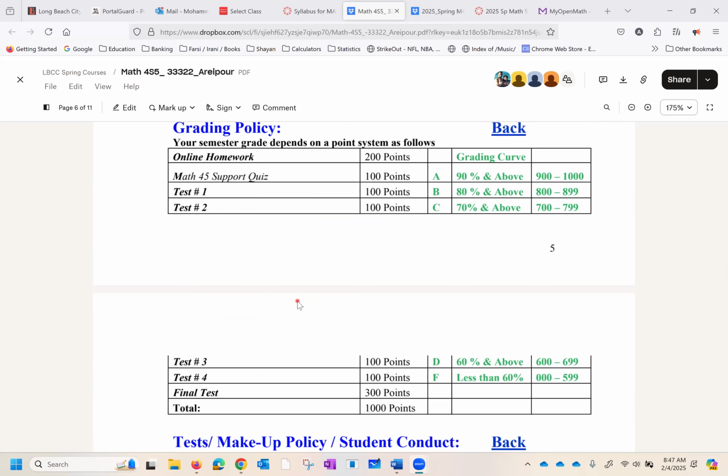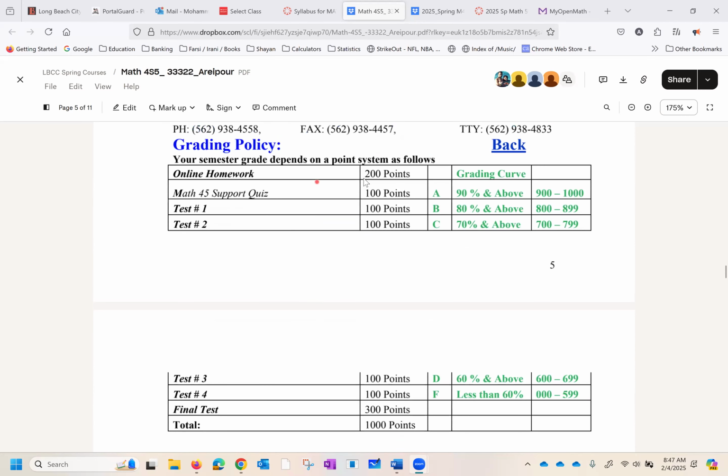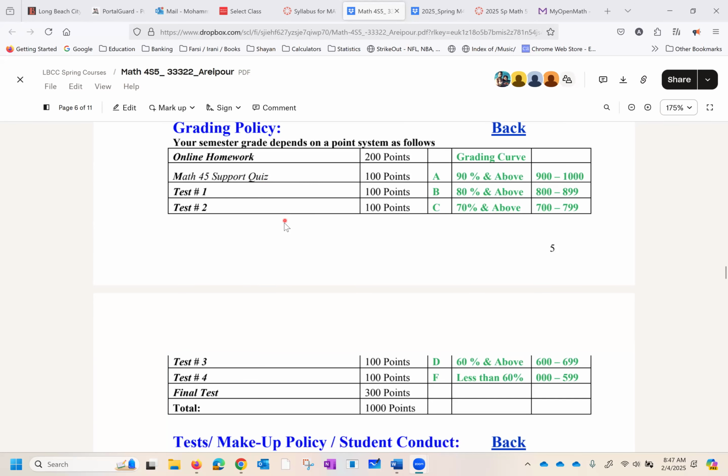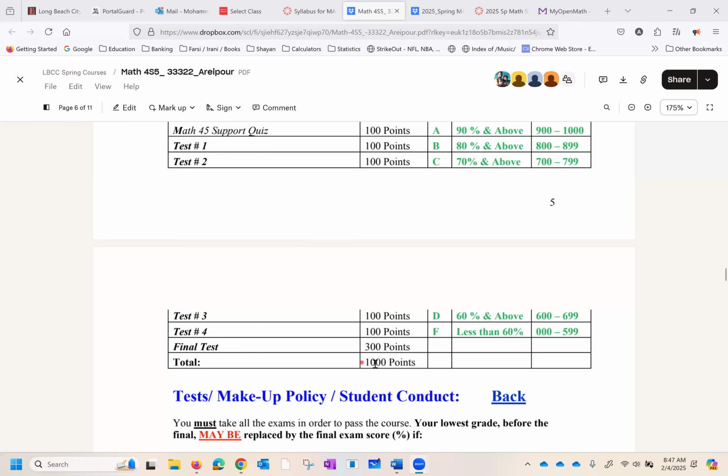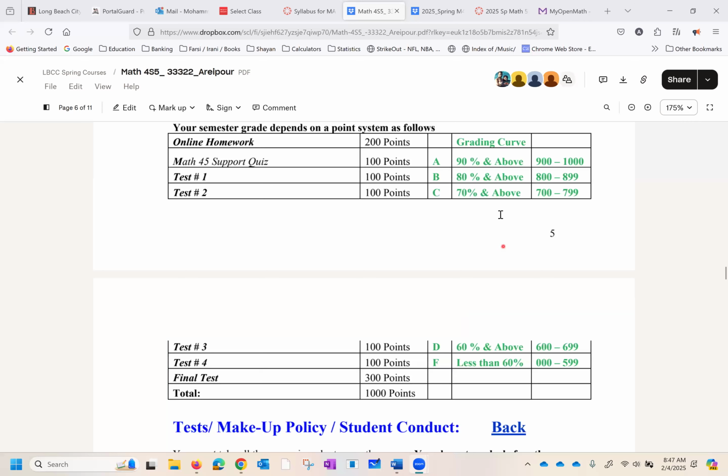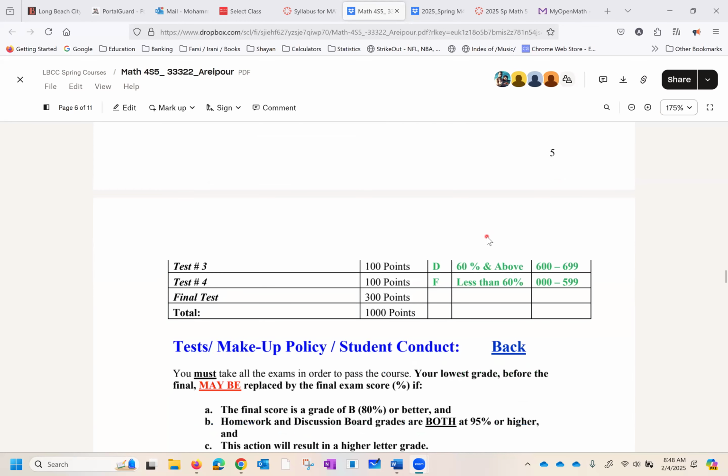Grading policy, everybody. Online homework is worth 200 points. We have the quiz specifically for the support part. It's 100 points. 4 tests, 100 points each. And the final exam, 300. The total would be 1,000 points. It's a point system. 90% and above is considered an A, so it's easy to see 900 to 1,000. 80% and above, that means 800 to 899, is B, and so on and so forth.